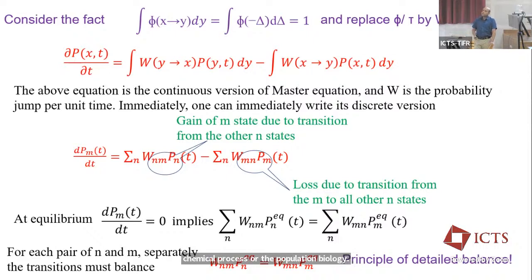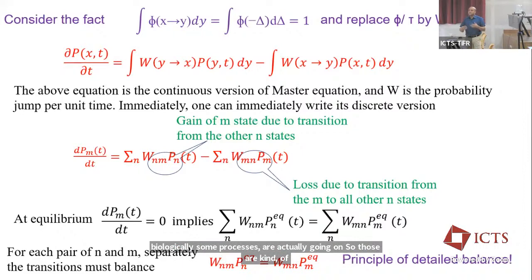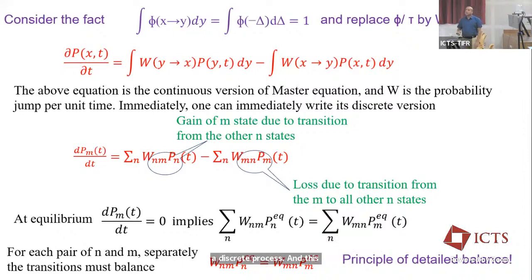So in that sense, we are not that much interested in this continuous version of the master equation, because whenever we are describing some physical chemical process or some process in population biology, some processes are actually going on. Those are discrete processes, and we can describe these discrete processes in the framework of the discrete version of this master equation. That is quite easy to implement, and we will show it with a few examples.